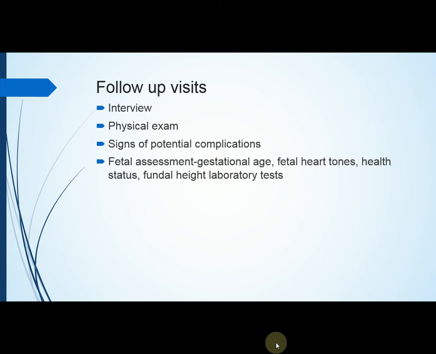Now you have a box on page 314 that gives you signs of potential complications per trimester, and it's important that you know that. Some of the things that happen in the first trimester are not significant in the first trimester, but would be significant if they persisted in the second or third trimester. So you want to just watch out for that.